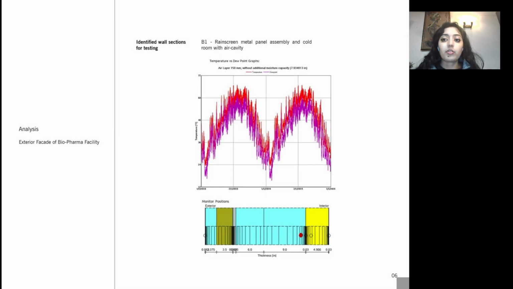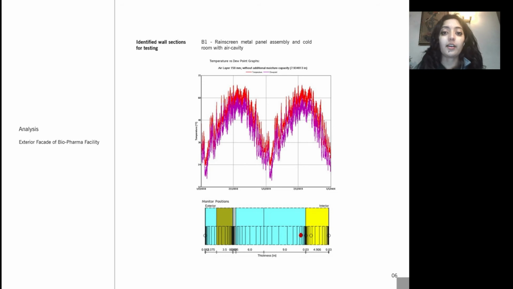The monitor position of this graph lies within the airspace as marked on the picture. And in this graph, we see a clear issue with the proximity of the temperature versus the dew point in the airspace. We'll have condensation over time, therefore degrading the building materials around it.